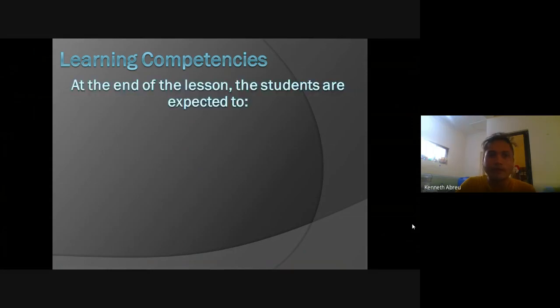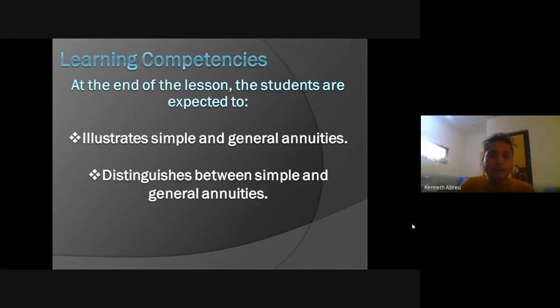Let's identify first what are the learning competencies of this module. At the end of the lesson, the students are expected to: first, illustrate simple and general annuities.